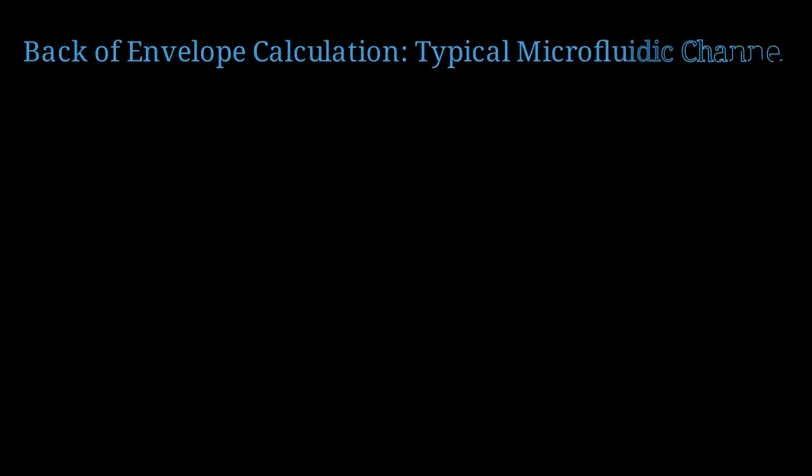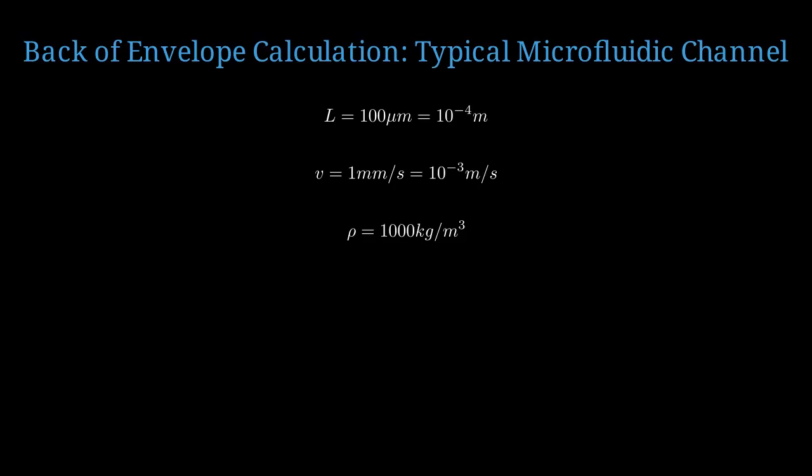Now let's do a back-of-the-envelope calculation to show why microfluidics is almost always laminar. The AI guides students through this reasoning process. Consider a typical microfluidic channel with width 100 micrometers, which is 10^-4 meters. Typical flow velocity is 1 millimeter per second, which is 10^-3 meters per second. For water, density is 1,000 kilograms per cubic meter. Water's dynamic viscosity is about 10^-3 Pascal seconds. Plugging these values in, 1,000 times 10^-3 times 10^-4 divided by 10^-3 gives us a Reynolds number of 0.1.